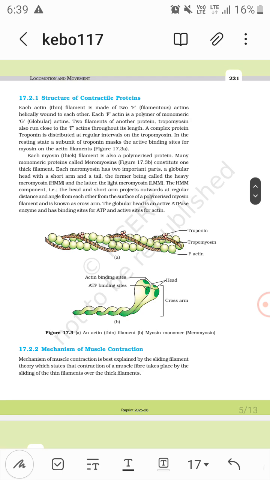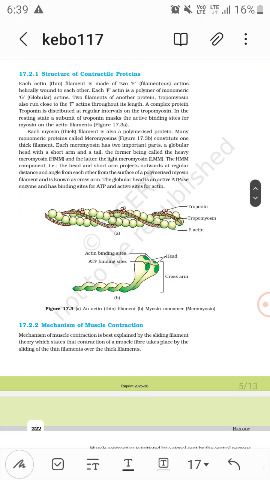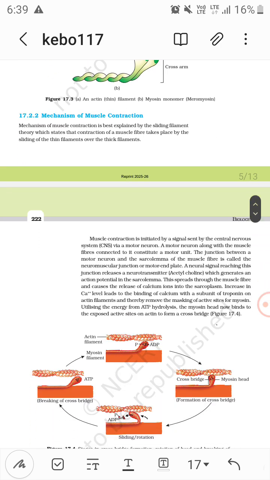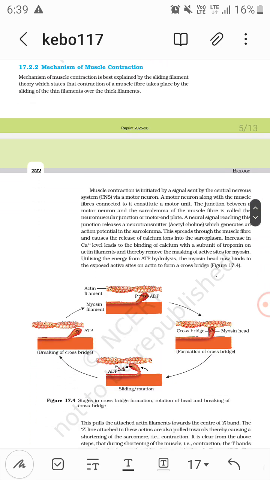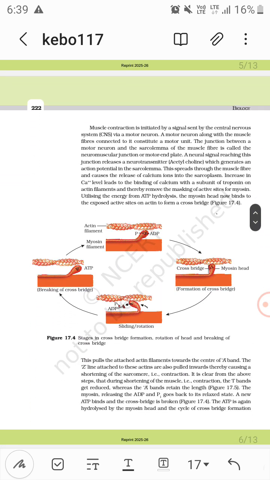One more thing: in the resting state, a subunit of troponin masks the active binding sites for myosin on the actin filaments. There is a need of calcium. Now calcium comes from the sarcoplasmic reticulum. The mechanism of muscle contraction. Now I'm going to read this paragraph.